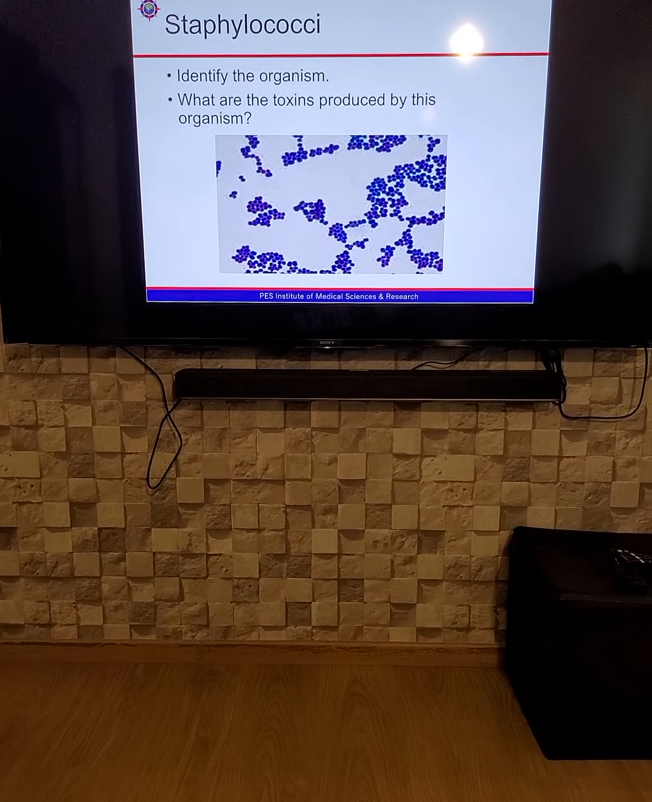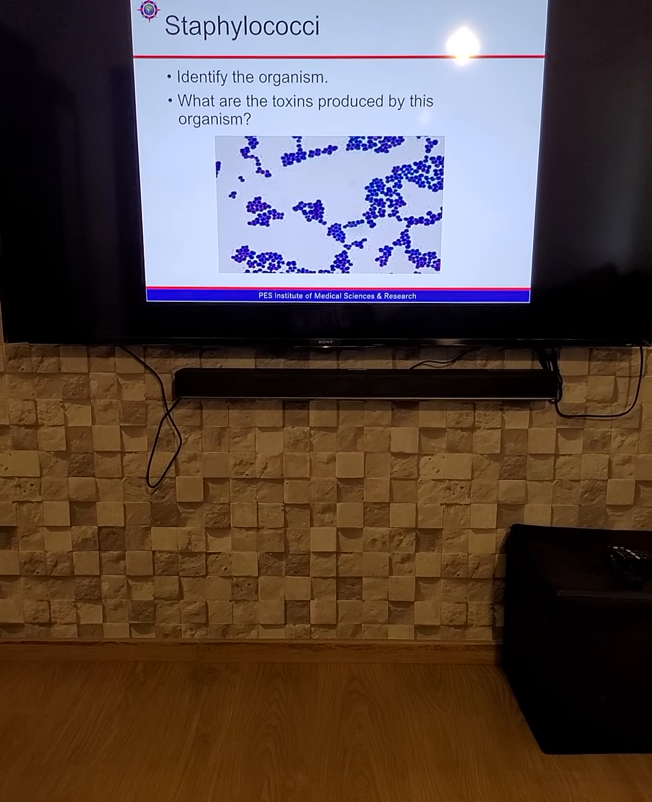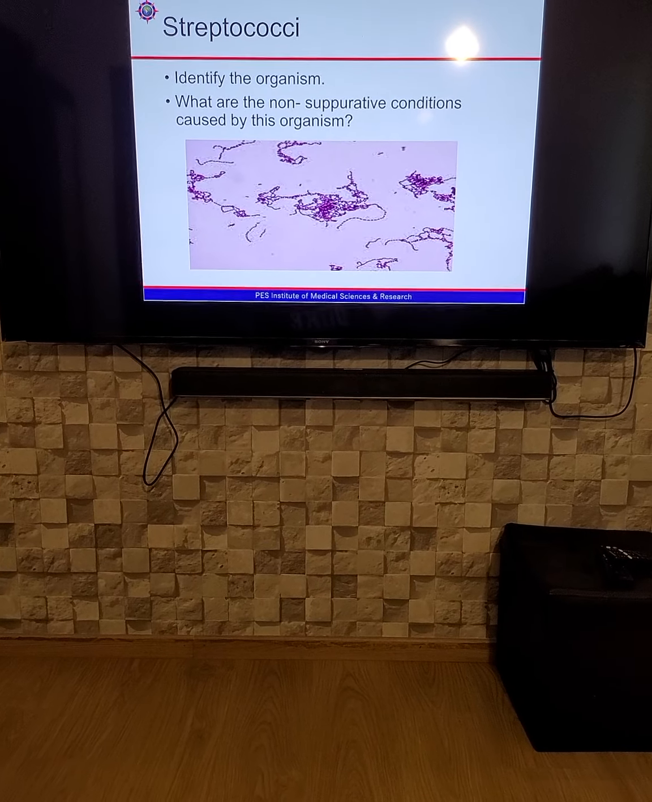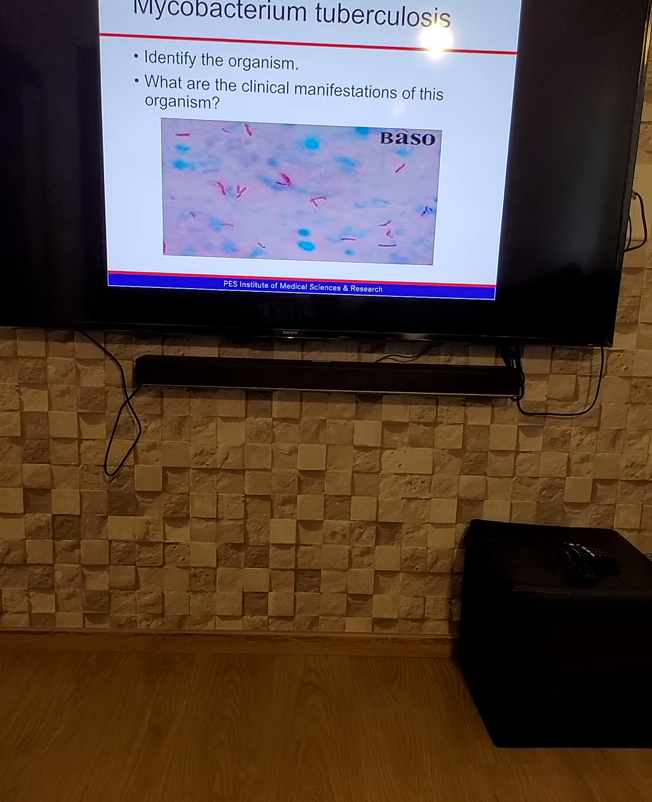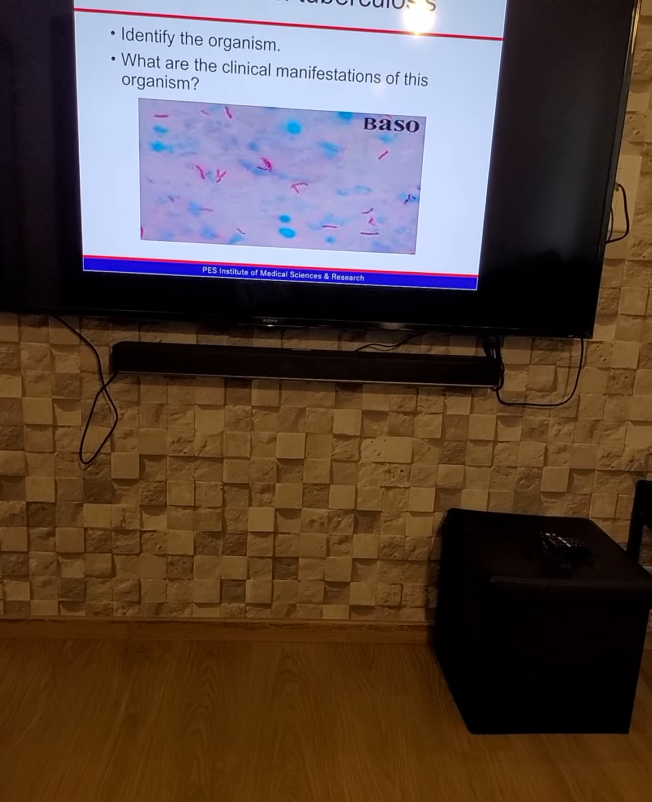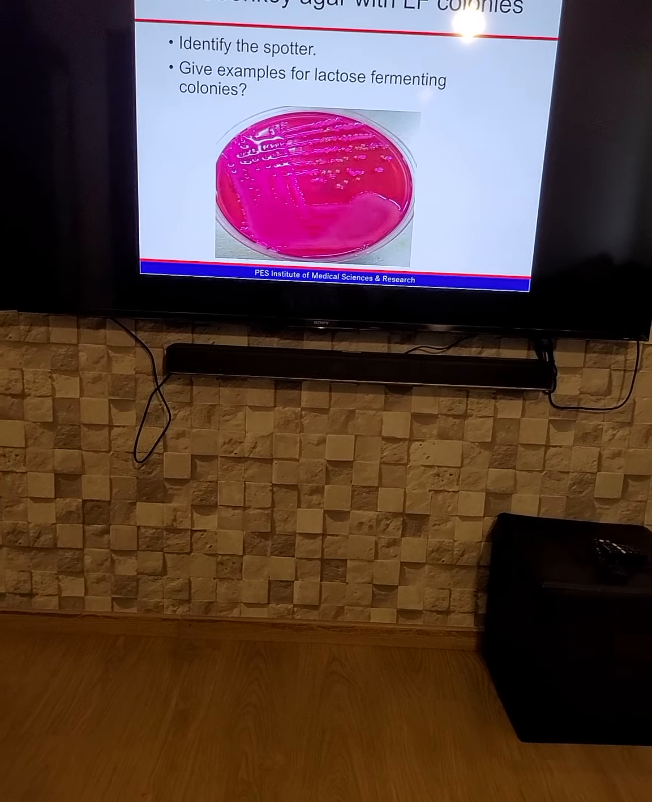Systemic bacteriology. These are gram-positive cocci in clusters, staphylococci. These are gram-positive cocci in chains, streptococci. This is a long, slender, slightly curved acid-fast bacillus, tuberculosis.